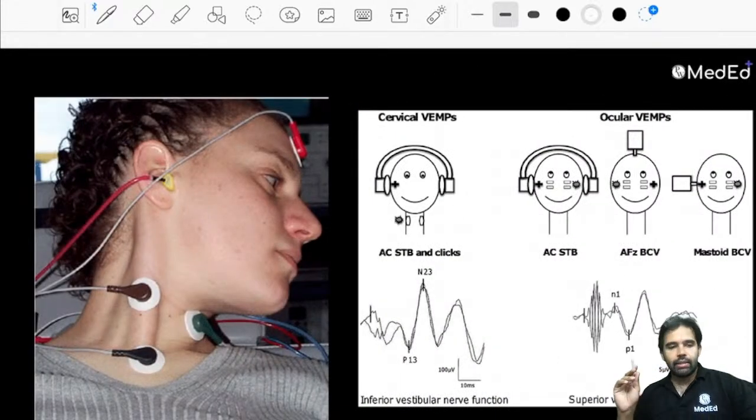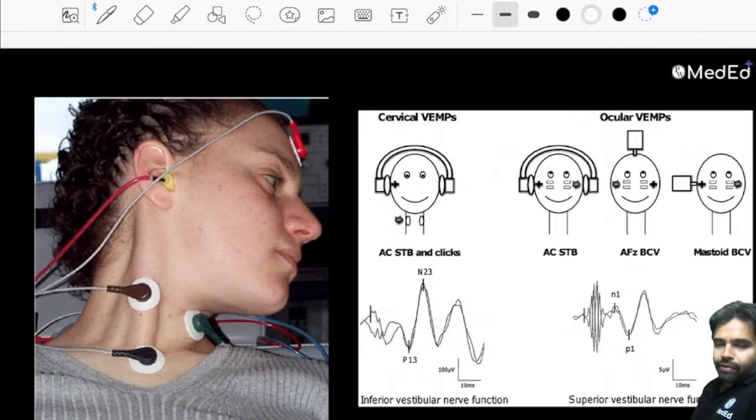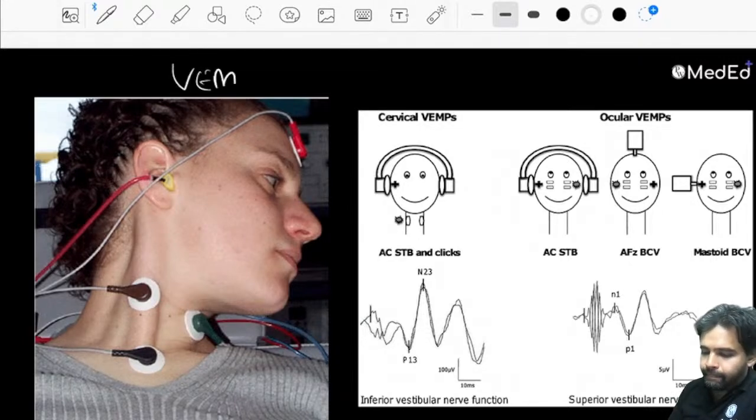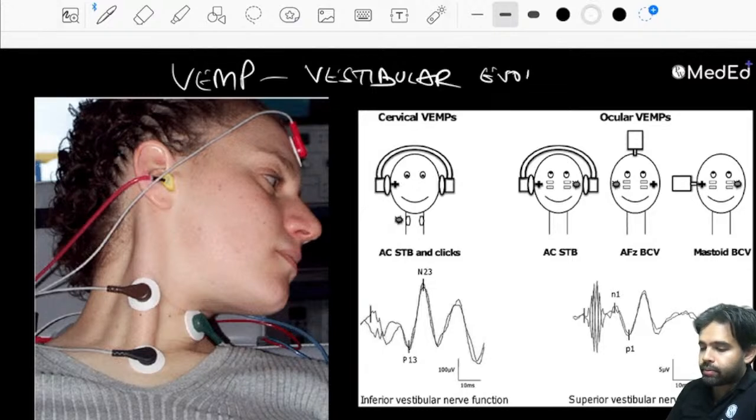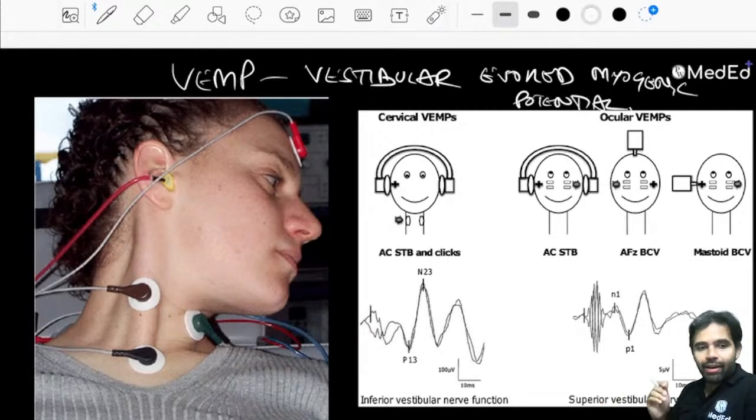Now what is this, guys? This is a new thing, and this has been asked in different ways. This is what we call VEMP, for evaluation of vertigo. This is called vestibular evoked myogenic potential, where we give a sound and look for muscle contraction.